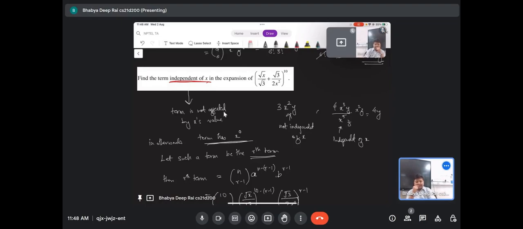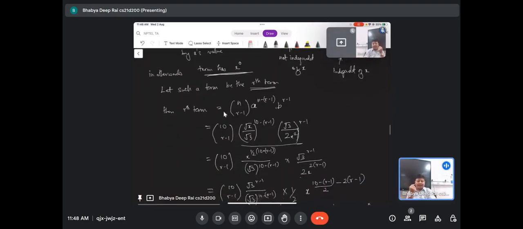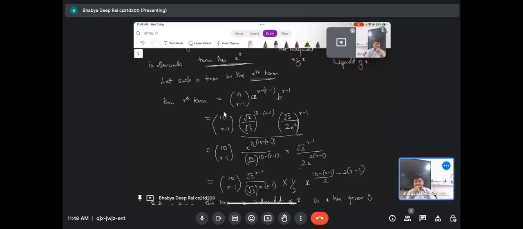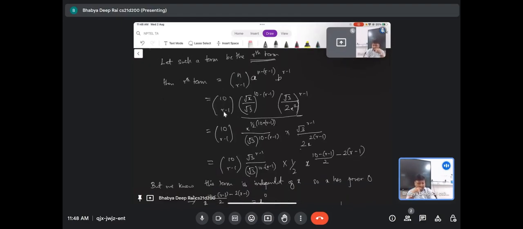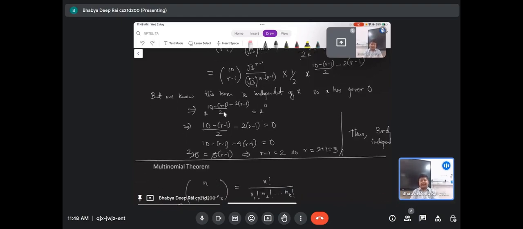Now what do we do? Let us assume that the term is the rth term. Okay, and we know how to find the rth term using this formula. What we eventually arrive at is x to the power this. But we know that this is independent, so x has power 0. And so we equate the powers simply. This 10 minus r minus 1 divided by 2 and so on will be equal to 0. And finally find r. So r equals 3. So the third term is independent of x. Okay, good.